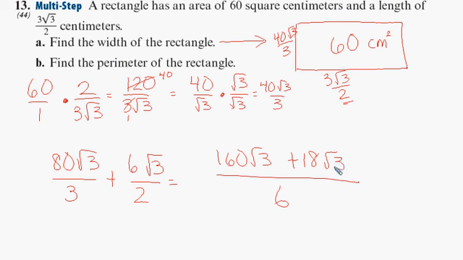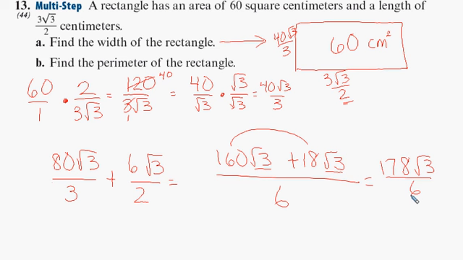And can we add like terms together yet to finish this out? Why, yes we can, because the square root of 3 and the square root of 3 are like terms, which means that we add the 160 and the 18 together, which gives us 178 times the square root of 3 over 6. Well, that's good.